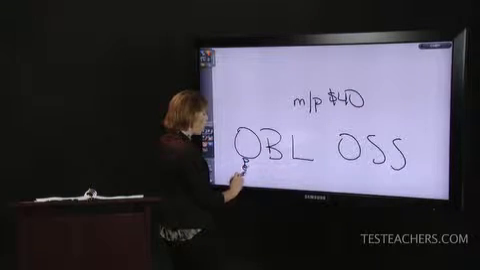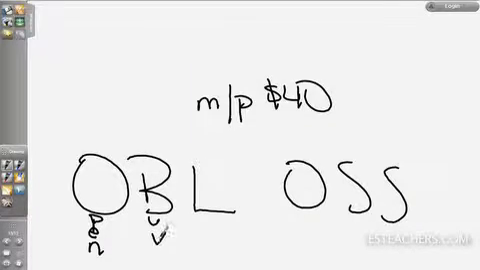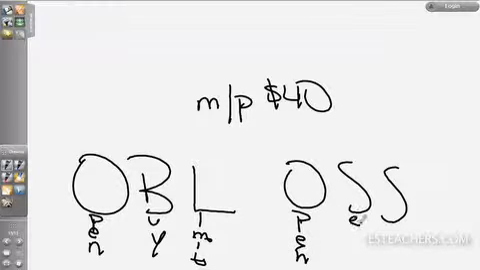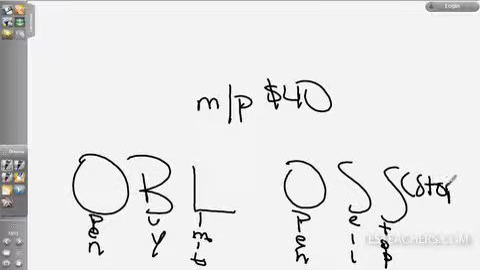This is an open buy limit and an open sell stop, which we sometimes call a stop loss. I'll explain, don't worry.